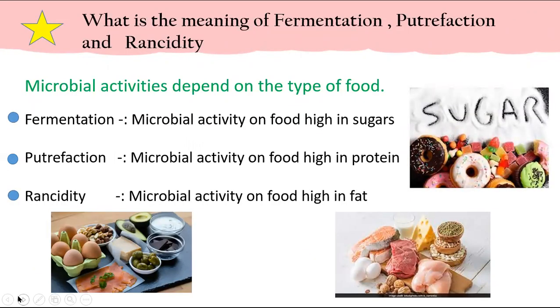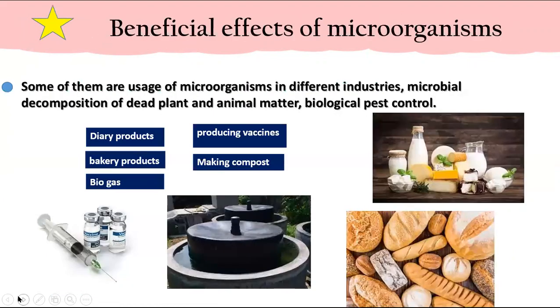What is the meaning of fermentation, putrefaction, and rancidity? Microbial activities depend on the type of food. Fermentation means microbial activities on food high in sugars. Putrefaction means microbial activities on food high in protein. Rancidity means microbial activities on food high in fat. Let's move to the next point.